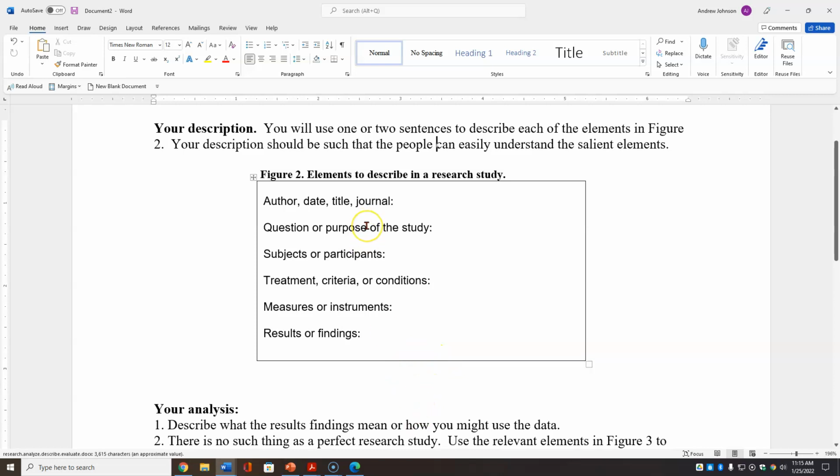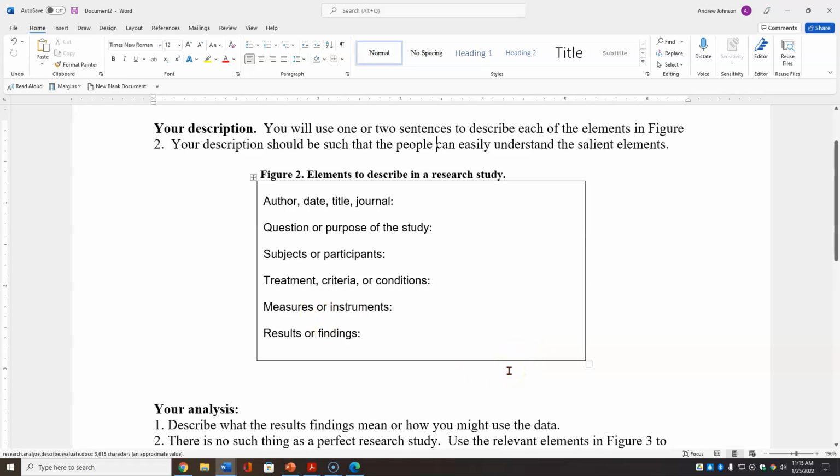All right, you are describing enough so that if someone reads it, they can go back to the journal. Just enough to understand the salient elements. If someone wants to get more, they can go back to the journal. This is different from your notes. This just gives you an understanding.